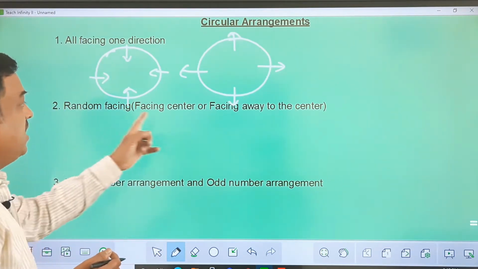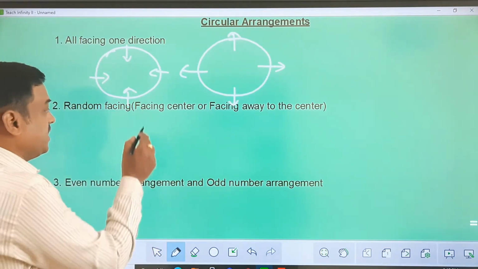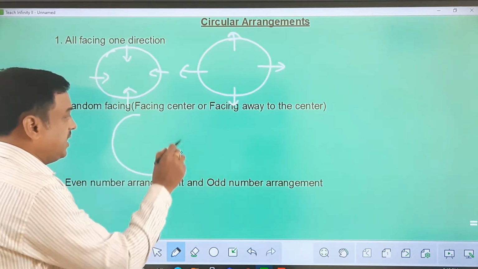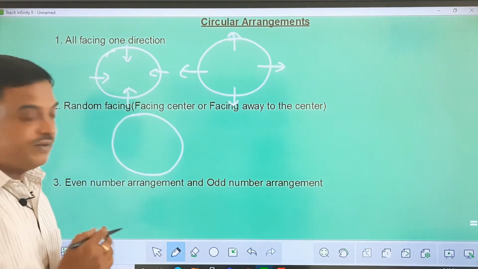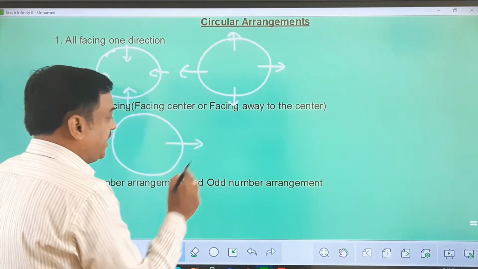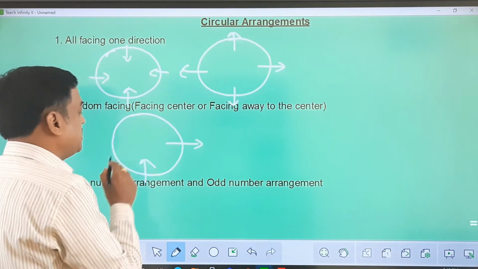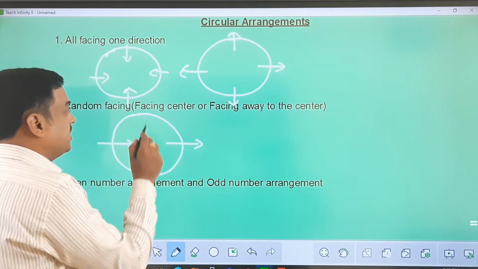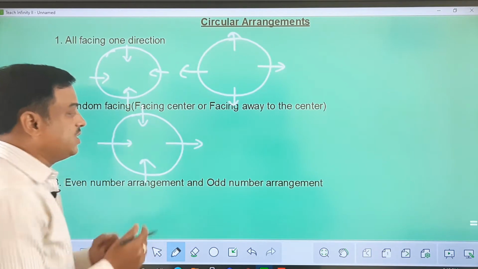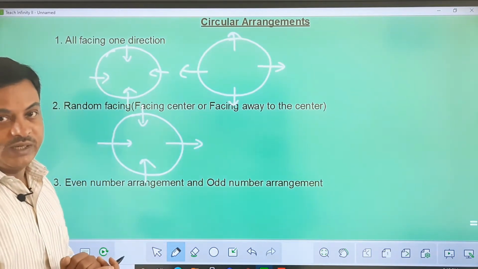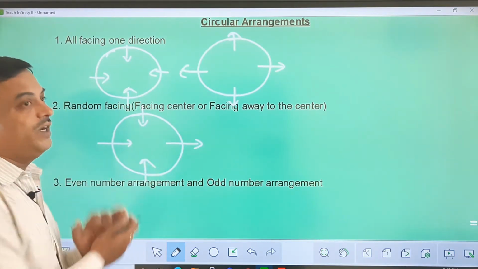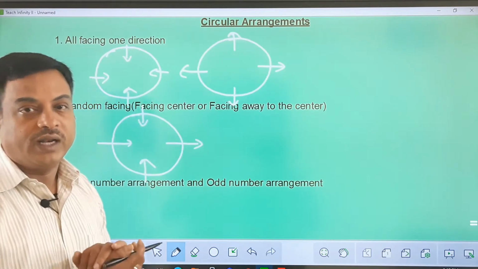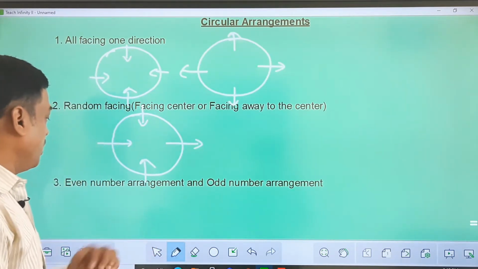Second, random facing. What is random facing? It is understood by the heading itself. Some are facing away from the center and some are facing towards the center. This is what is called random arrangement. So it also depends on how many people you are arranging.